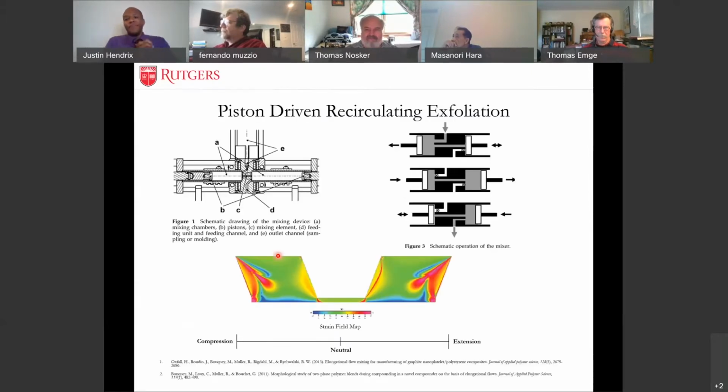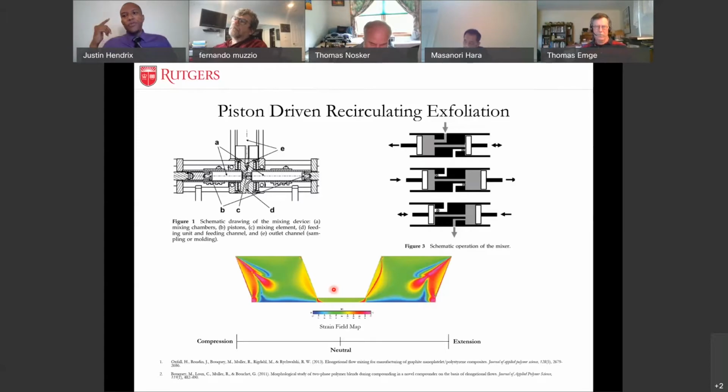Now, to look at what other people have done to try to exfoliate graphite to graphene, here we have an example of a piston-driven method where you have molten polymer coming to the inlet, and the piston drives material back and forth, shuttling it through this small orifice. In this small orifice, the idea is to cause extensional mixing. As we look at the strain map here, regions in red are where extensional mixing is occurring, and it's only occurring in a very small fraction of the volume within that mixing region.